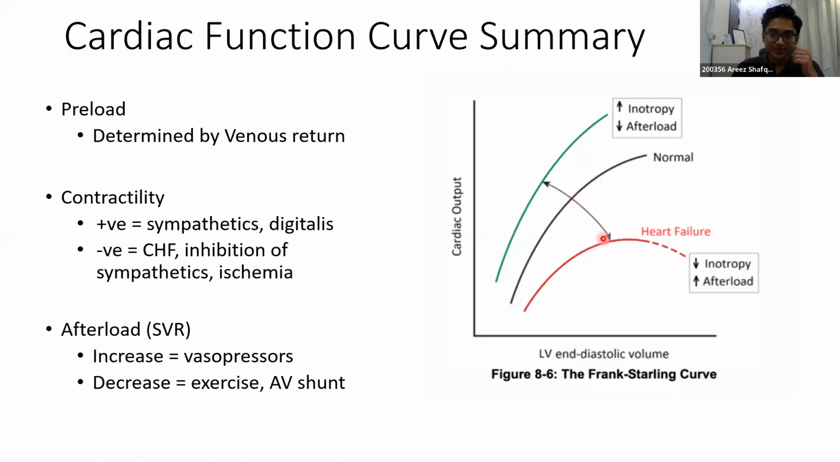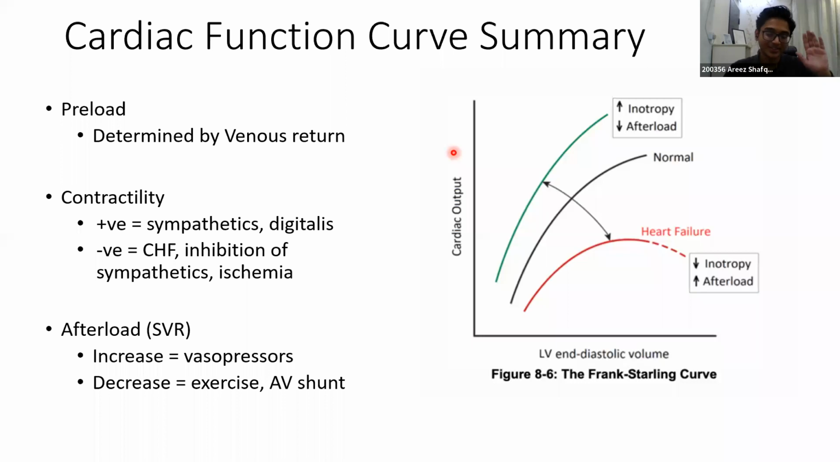If I shift the curve down, that means I decreased cardiac output for the same preload. Then this is not Frank-Starling. That means I did one of 2 things: I either increased the afterload by vasoconstriction, or I decreased contractility by either ischemia of the heart, or some drugs that inhibit sympathetics, or congestive heart failure can do this as well. This was a whole summary of cardiac function. We've discussed cardiac function. It's finished now.